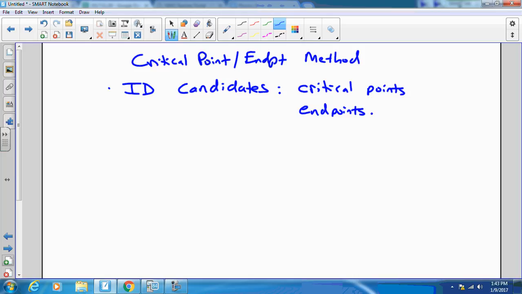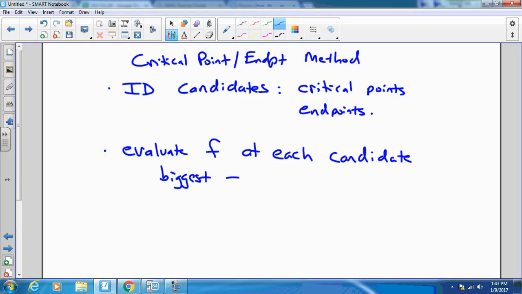Notice that I'm assuming there is a closed bounded interval here. So we have to have a domain that is a closed bounded interval for this to work. Then, having identified the candidates, really simple, we're going to evaluate f at each candidate. And the biggest one is the max. The smallest is the min. That's it.